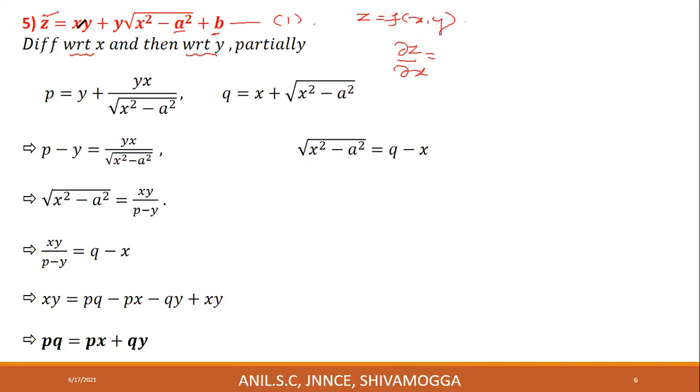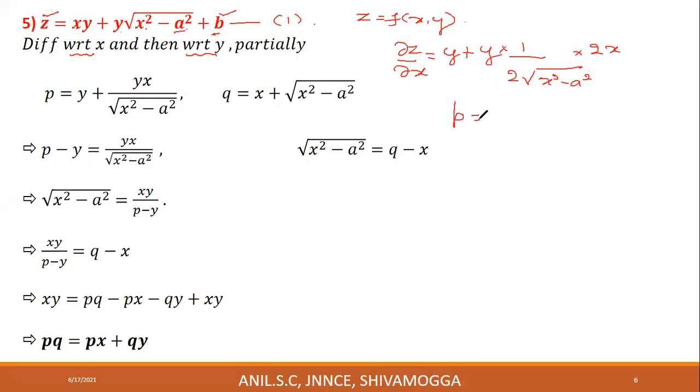This is equal to partial derivative of x into y. Here y is to be treated as constant, keep it as it is. Derivative of x is 1 plus, here this y is constant, keep it as it is. Differentiate square root of x square minus a square. Derivative of square root of x square minus a square is 1 over 2 root x square minus a square into derivative of x square minus a square with respect to x, which is 2x. b is a constant, its derivative will be 0.